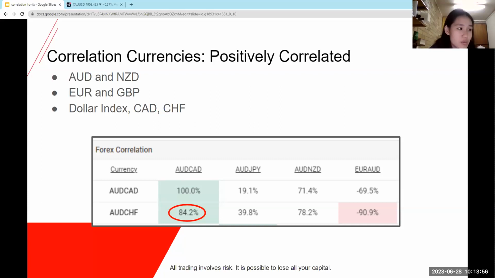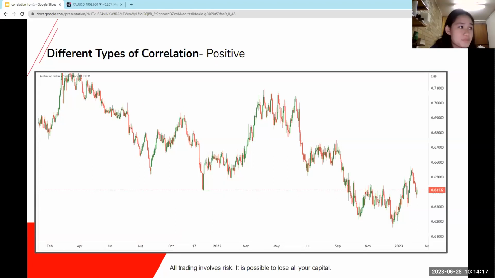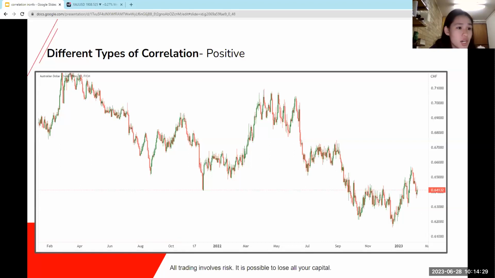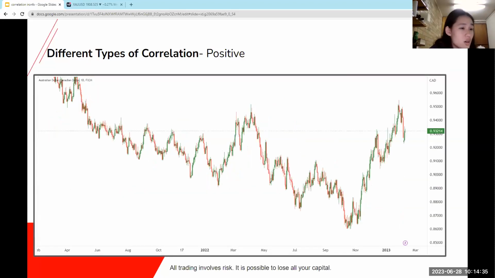So we're going to be looking at an example first between the Aus franc and Aus CAD. You can see this is a screenshot from Myfxbook, and it shows us an 84.2% positive correlation between the two currencies. So let's take a look at that. Here is the Aus franc chart at the time when this screenshot was taken. This is the Aus franc chart on the daily time frame. And this is the Aus CAD chart on the daily time frame as well.